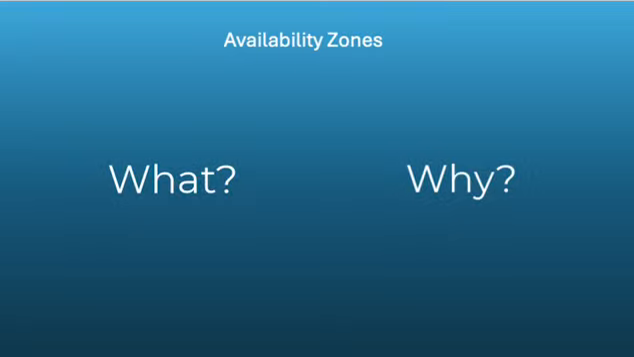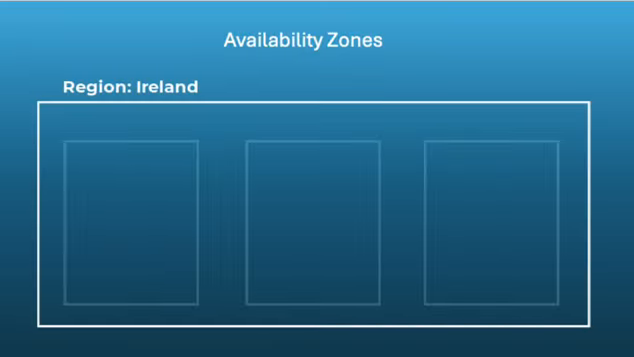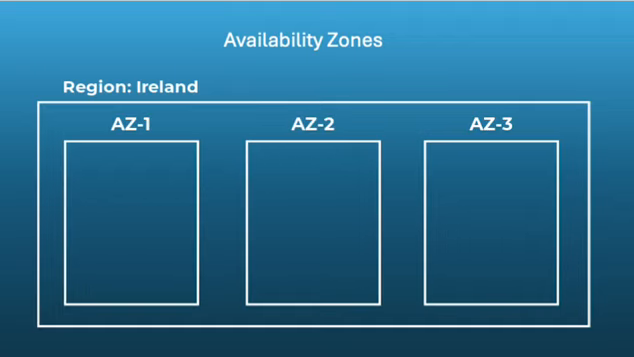Hi, now this is video number 2 in the playlist on the AWS architecture, and this one's on availability zones. So we'll see what they are and why we need them. Now that we have talked about what AWS regions are, let's take a closer look at what's inside, which are availability zones, or AZs for short.